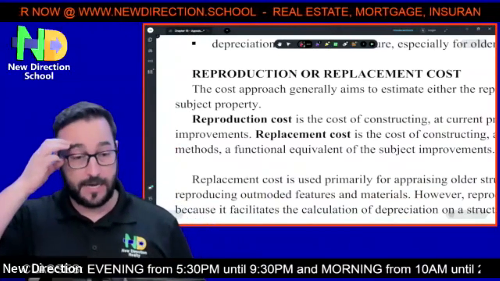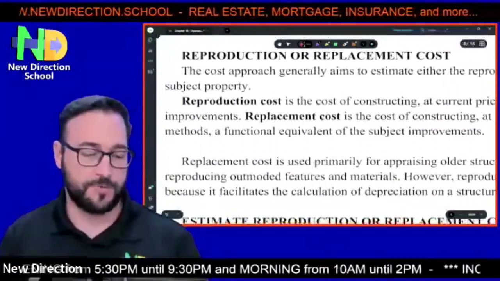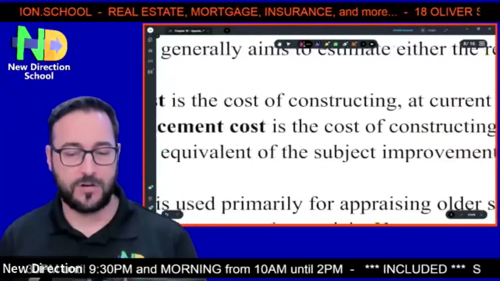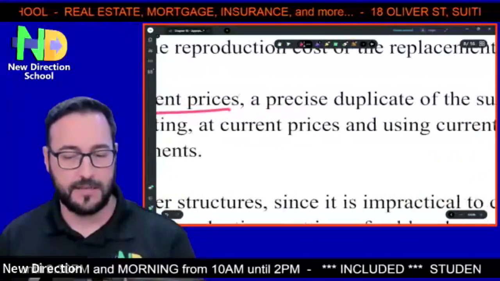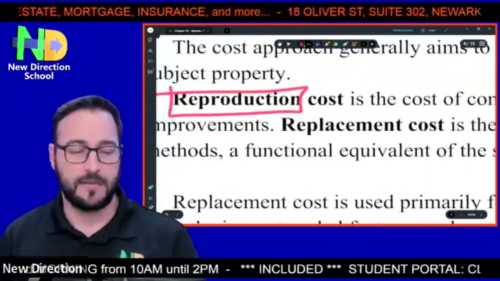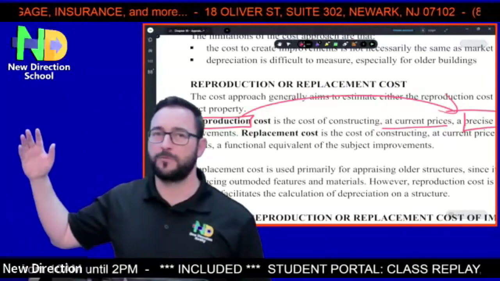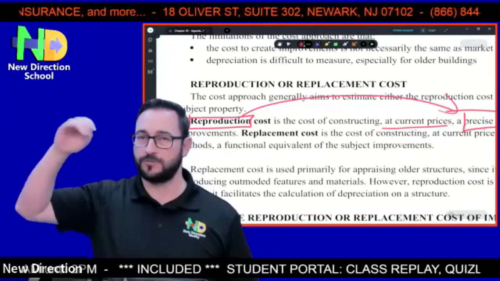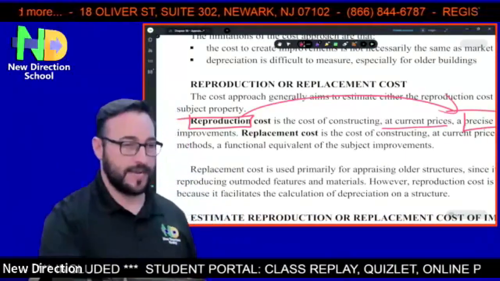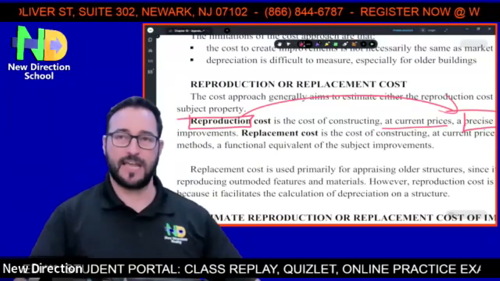Okay. Now, the cost approach generally aims to estimate either the reproduction cost or replacement cost of the subject property. Reproduction cost is the cost of constructing at current prices a precise duplicate of the subject property. So reproduction is a precise duplicate. So whatever material was used back in the day, whenever it was built, let's say 100 years ago, if we were to use the same today at current prices, what it would be worth. Okay, so that's reproduction, making the same as it was.